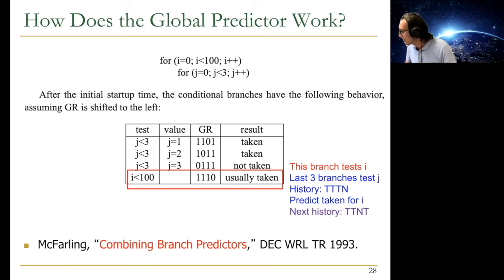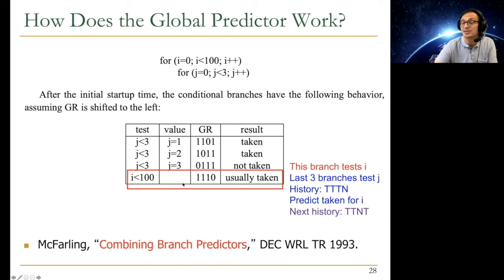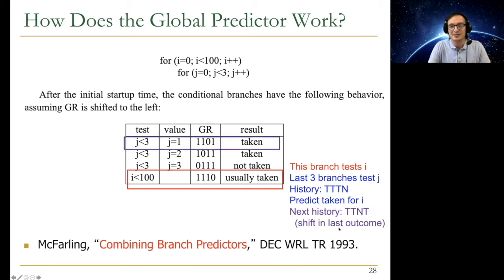So are the values only entered if they repeat a lot of times? Or what's the reason there's no value for I? So the reason there's no value for I is basically you always see 1110 whenever you execute I. And for all values of I, you see the same global history register value. Okay. So basically, you shift in the last outcome, as we have seen.